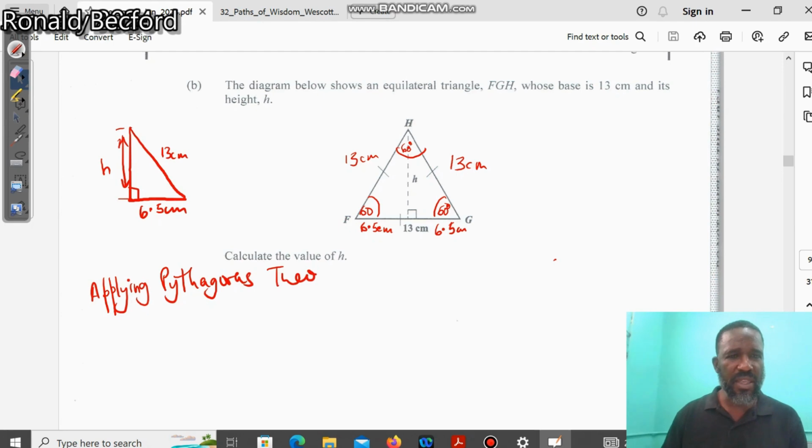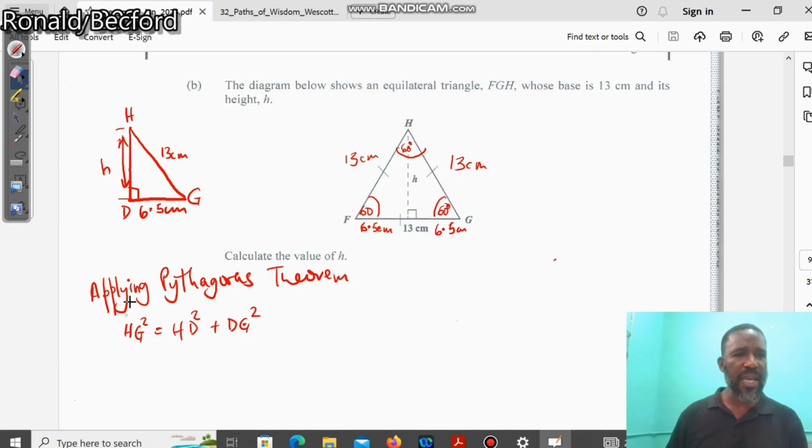So if we apply Pythagoras' theorem, what do we know? That the square of the hypotenuse is equal to the sum of the squares of the other sides. So let us call this side D just for argument's sake. So it means that HG squared is going to be equal to HD squared plus DG squared.